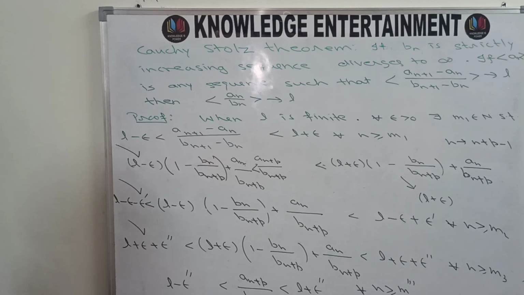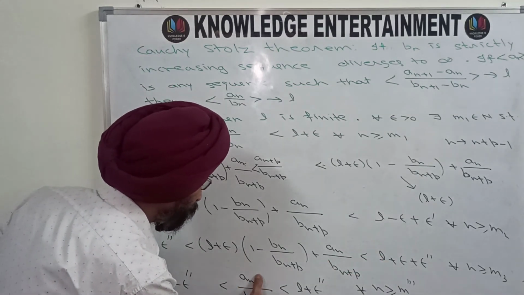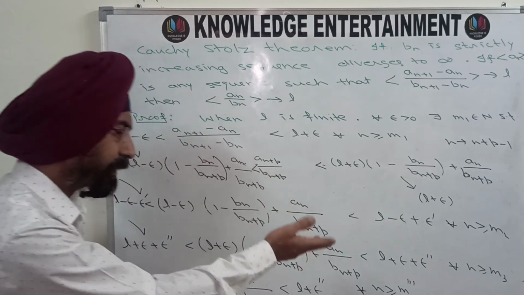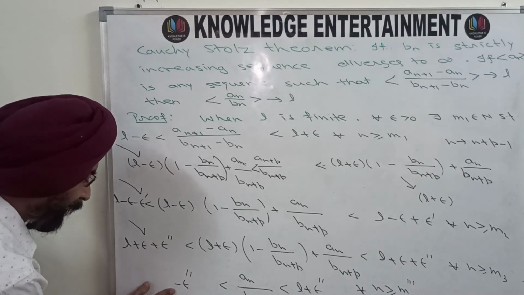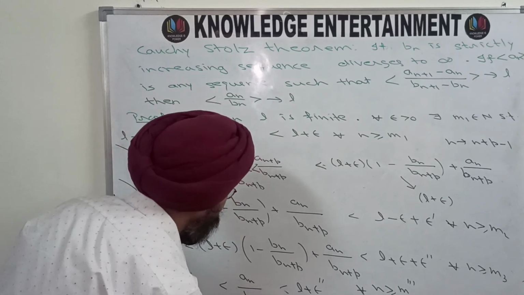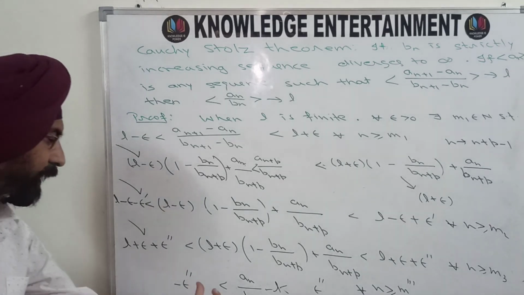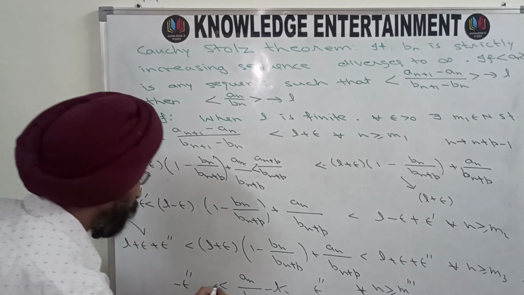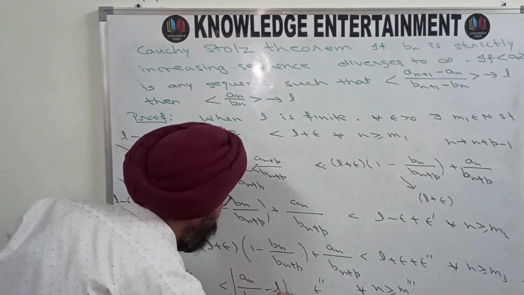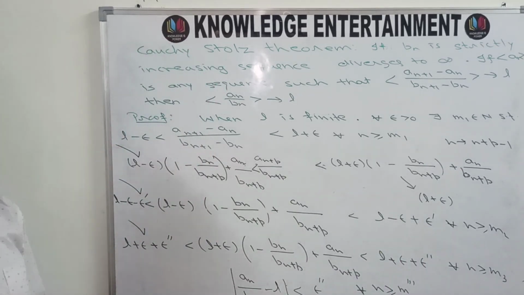And now, since this is true for every n greater than or equal to m, you can leave p from here also, because it is true for all n greater than or equal to m triple dash. And now, add minus l to this inequality. So this l will be removed. Here you will get minus l, and this l will be removed. And now convert it into the modulus inequality. So what you are going to get, that mod of this is less than epsilon for every n greater than or equal to m triple dash.